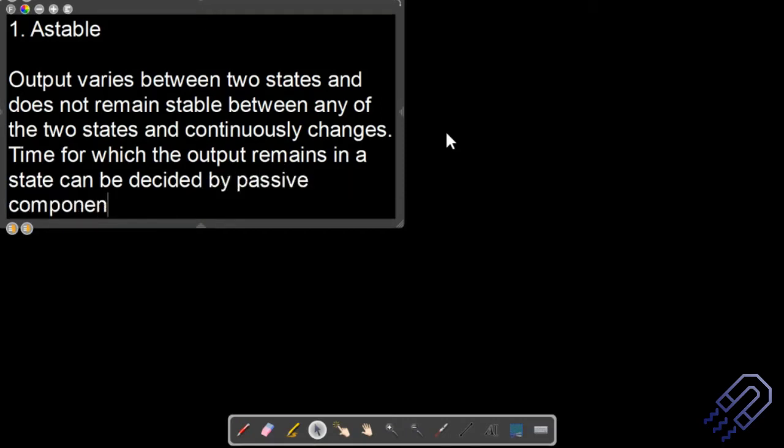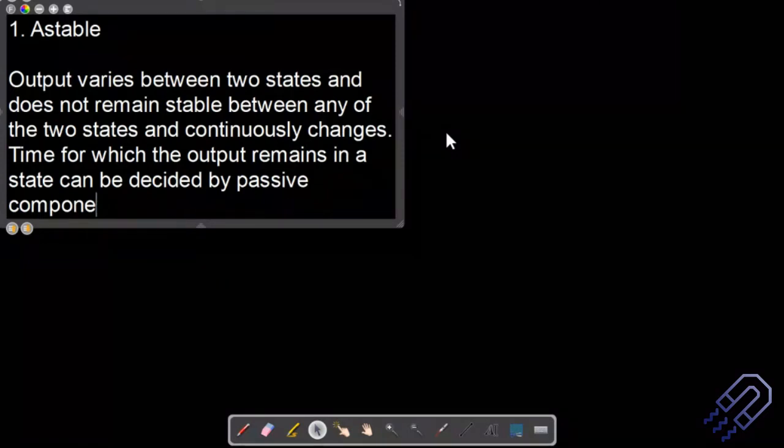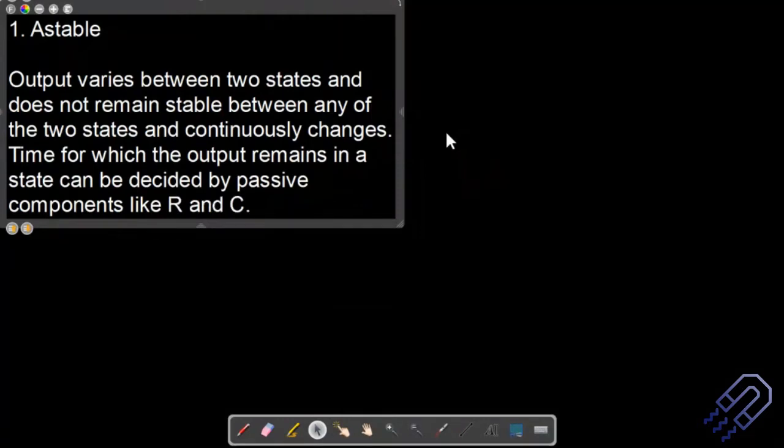So we know that there are passive components and active components. We have the passive components like R and C: capacitors, inductors and resistors. They will actually decide for how long the output will remain in a certain state.